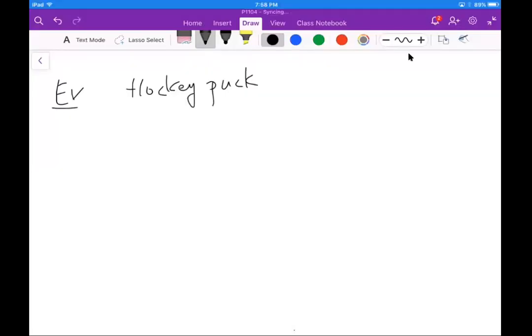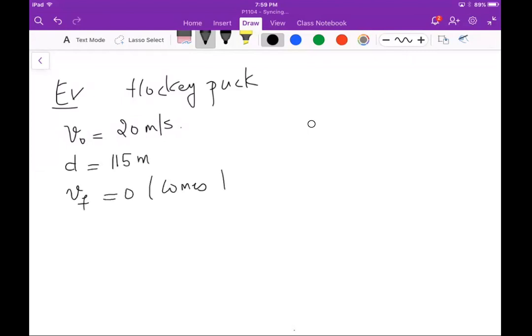So the hockey puck was given an initial velocity of V0 equals 20 meters per second. And then the given says that the puck always remains on the ice and slides 115 meters before coming to rest. So we know that it has moved a distance d that is equal to 115 meters, and then it comes to rest. So let's call V final equal to zero. What we have to determine is the coefficient of kinetic friction mu k.